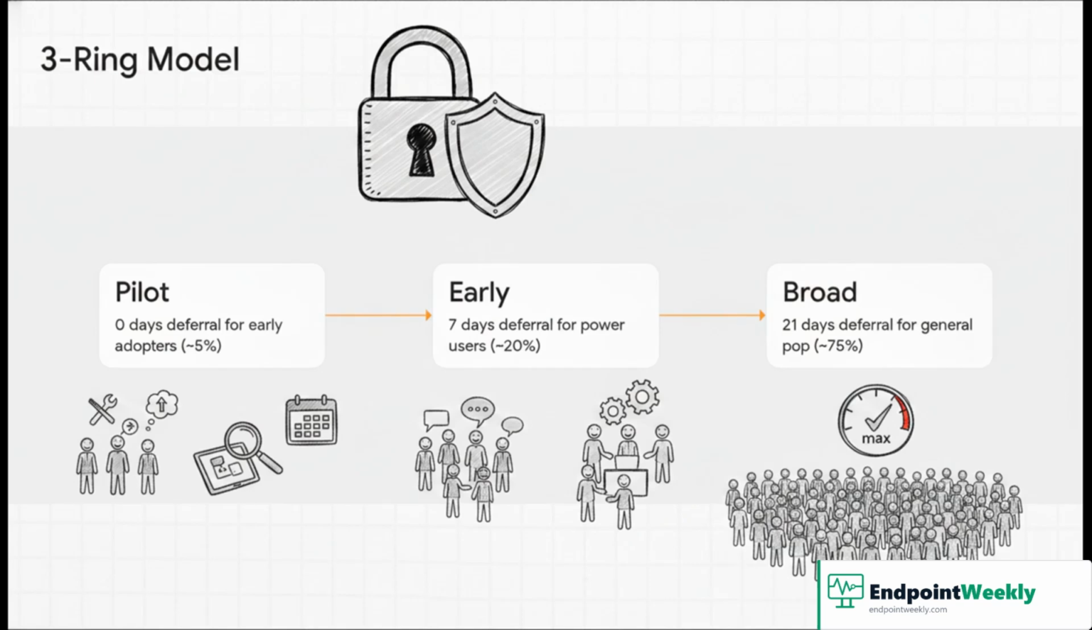Step 2 is your early ring. Here, you defer updates for 7 days, targeting about 20% of the company, think business leads and power users. This gives you a solid week to observe stability. And finally, Step 3 is your broad ring, deferring for 21 days for the remaining 75% of your general population. By the time this ring patches, the update is a known, stable commodity.